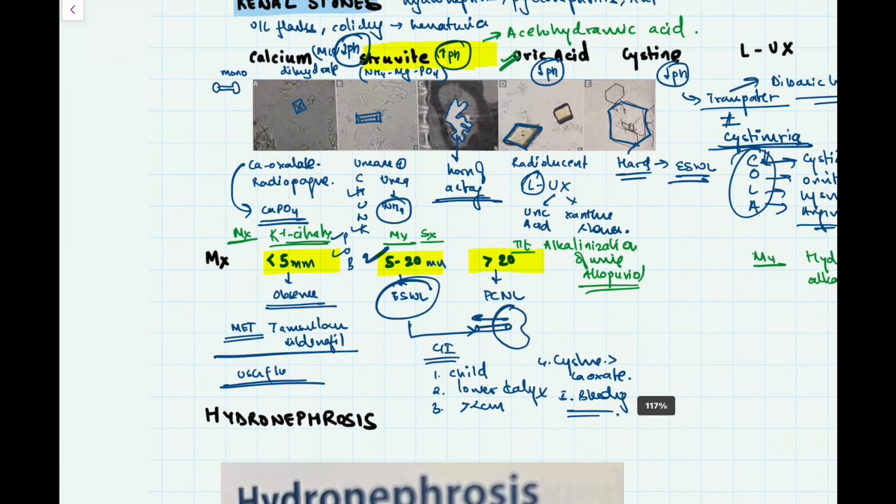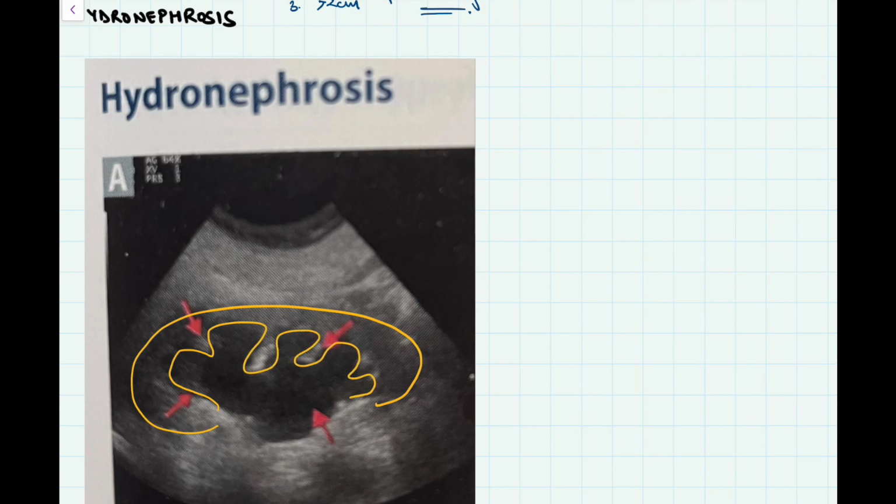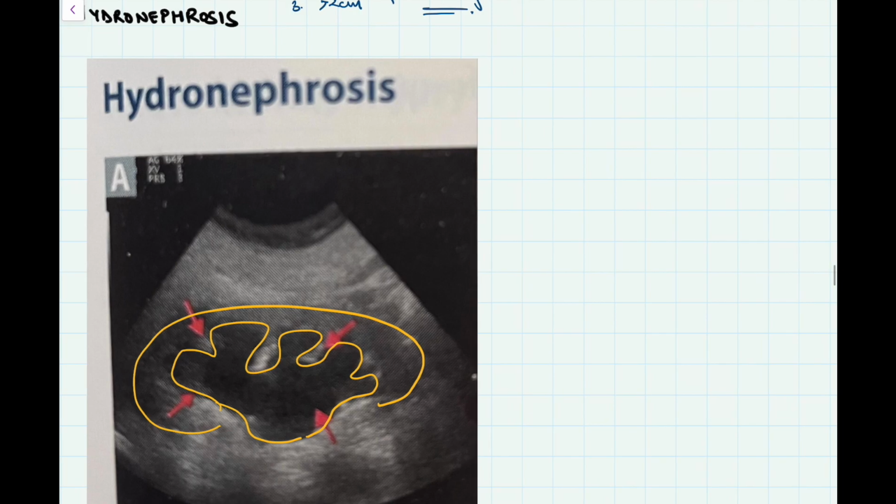Right. So that was kidney stones in brief. Let us move ahead to the next topic, which is hydronephrosis. So hydronephrosis is nothing but the distension of the renal pelvis. Right. So here we can see in the ultrasound that this is the kidney. And these are the calyces. And this is the pelvis. So this black fluid is the urine, right?